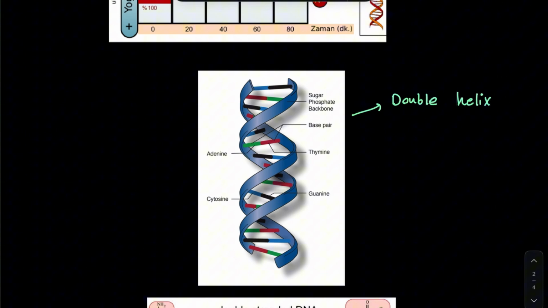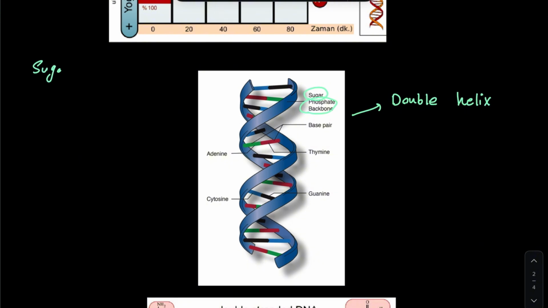The sides of the ladder are made from alternating sugar molecules and phosphate groups. Together they form the sugar phosphate backbone, which provides strength and stability to DNA molecules. So, I will summarize for you.